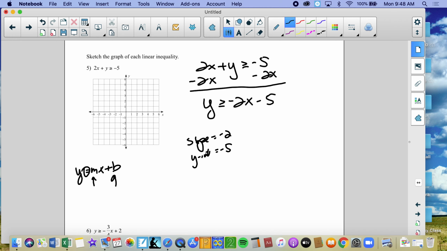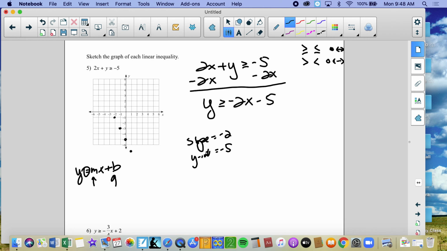So I'm going to put a dot. I put a closed dot because this is going to be a closed circle and a solid line. If we had greater than or less than, we'd have an open circle and a dotted line. You'll find some teachers will still put closed circles. I think that that's bad. My slope is -2. So I could go down 2 and right 1, or I can go up 2, left 1, up 2, left 1.